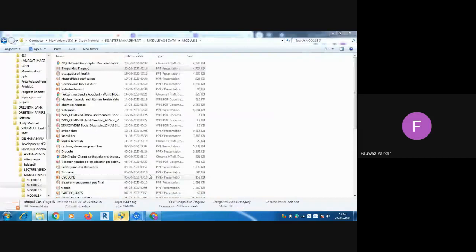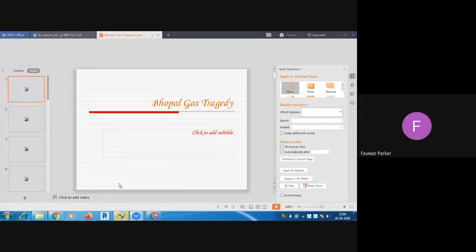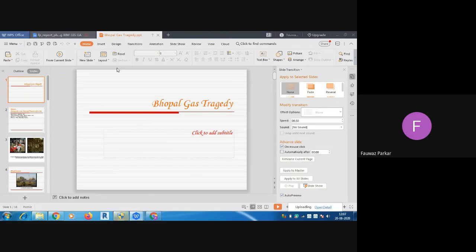So today we are going to discuss events which have caused, or rather industrial events which have caused disasters, industrial disasters in the past. Such events we are going to discuss.